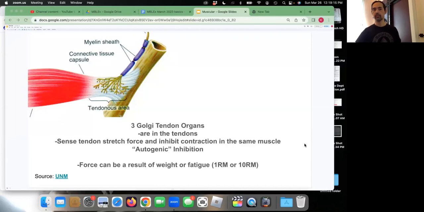The way that we guard against tearing muscle fibers through movement, through stretch that is too quick, is through the intrafusal muscle spindle fibers. The way that we guard against tearing the soft tissues, meaning tendons and muscles, as a result of load that is too heavy, is through the Golgi tendon organs.